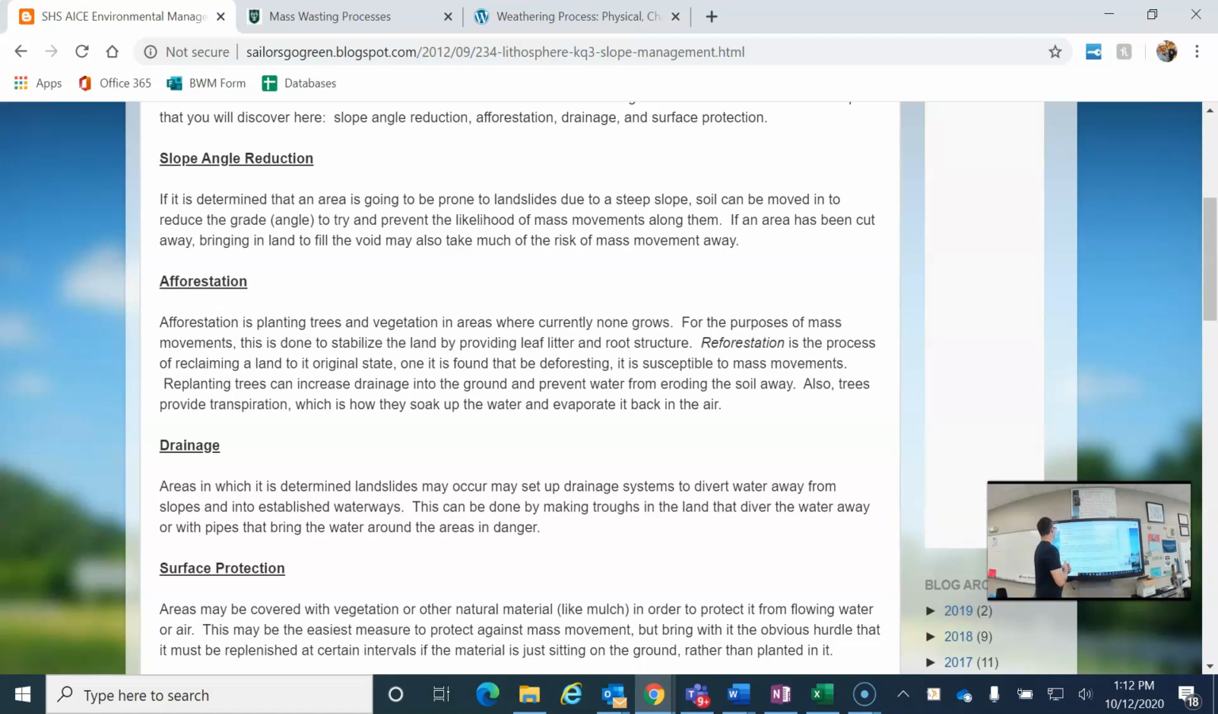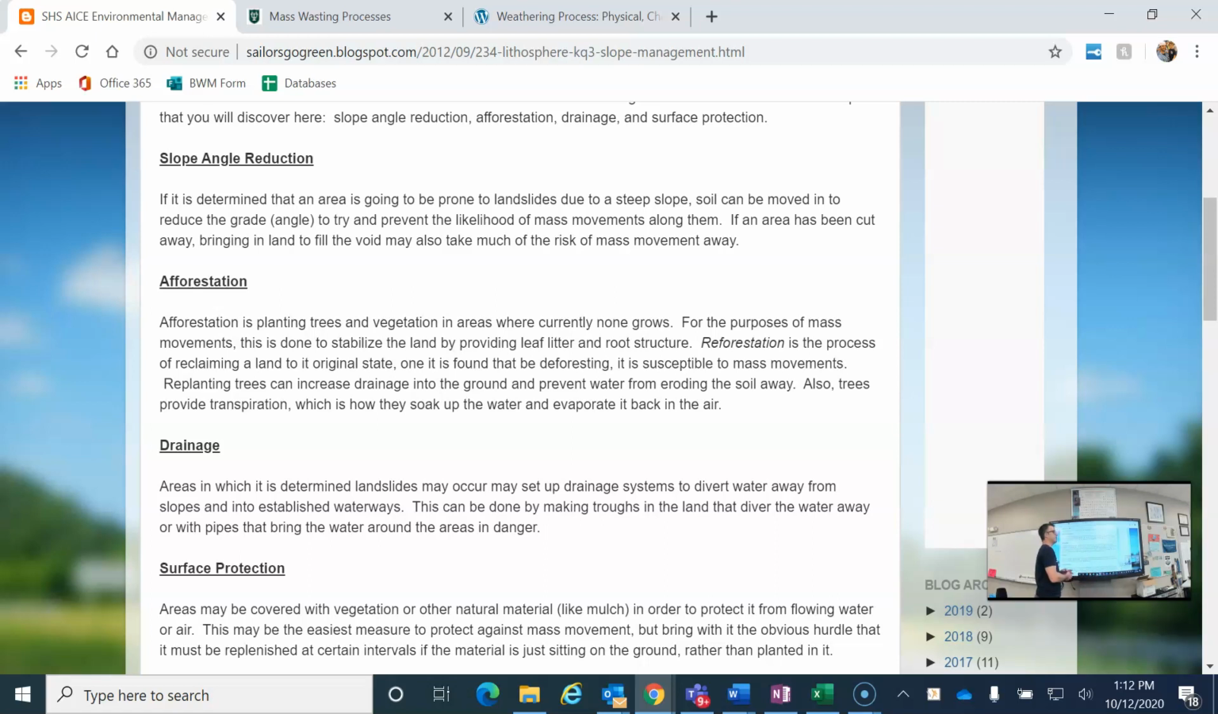Afforestation. All right, afforestation is the opposite of deforestation. Afforestation is planting trees and vegetation in areas where currently none grows. We know that leaf litter stops erosion from happening. We also know that the root structure can keep that soil in place. So actually planting things is a big thing people do in order to prevent mass movement.